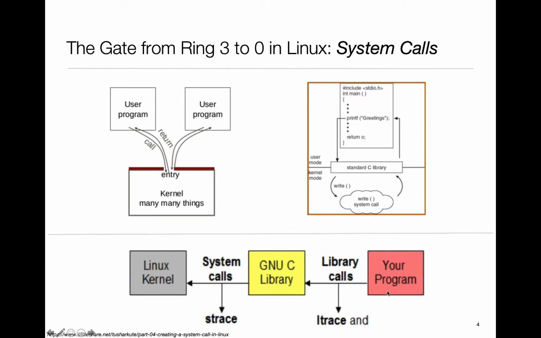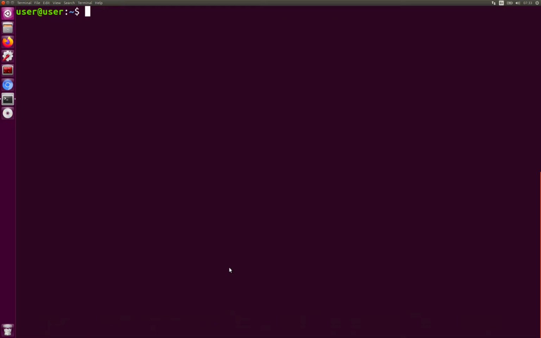So your program makes a library call to an intermediate library that's interfacing with the kernel, and this makes a system call to the Linux kernel. And there are a couple of useful tools for reverse engineering. If you want to see what library calls and system calls a binary file is making, and you don't have access to the source code, you could use ltrace and strace.